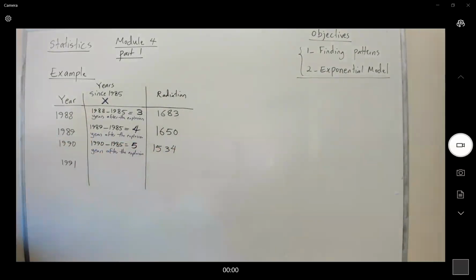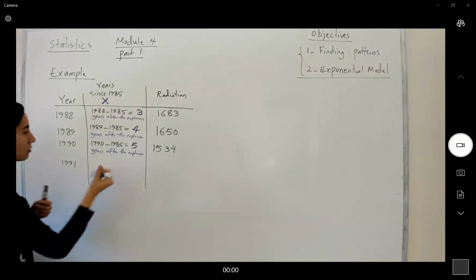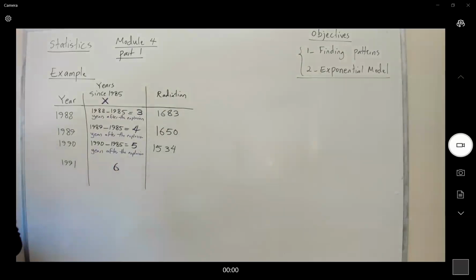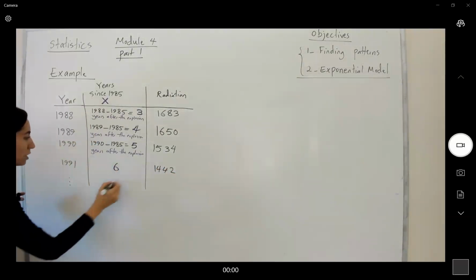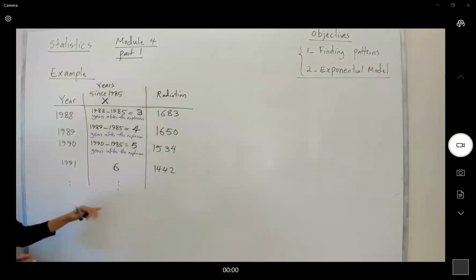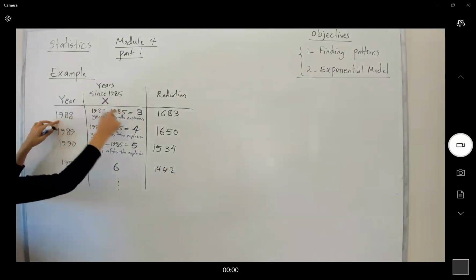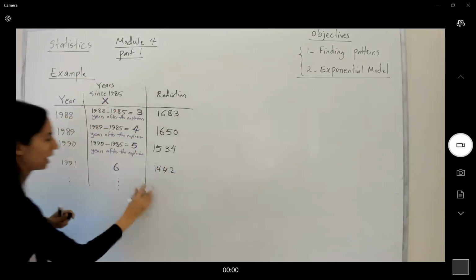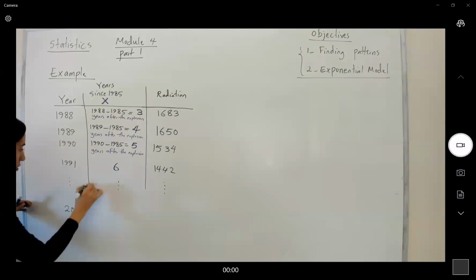1991, so here you have 6 years. What's the amount of radiation? It is 1,442. And so the rest of the years, the rest of the X values, the difference between that year and 1985, and finally the amount of radiation. If you look at the last row, it stops at 2008.